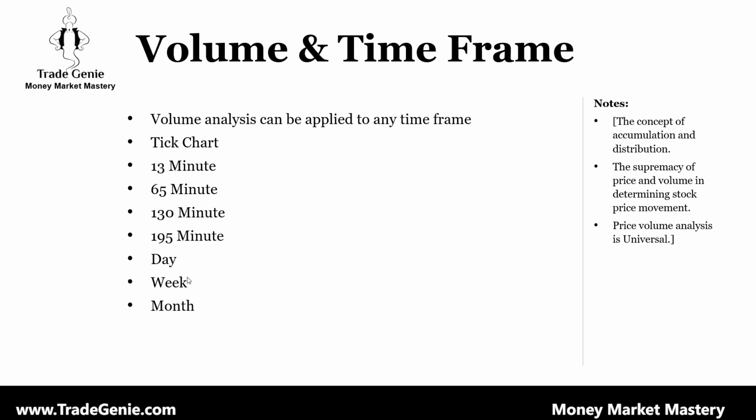On your platform, you need to have a monthly time frame, weekly, day, and a 195 minute. The reason for 195, you can put any other time frame, but I put 195 because there are 390 minutes in a trading day. So if there are 390 minutes in a day, I just divide it into two, 195. So this 195 minute, day, week, and month is one time frame segment. It's the long term.